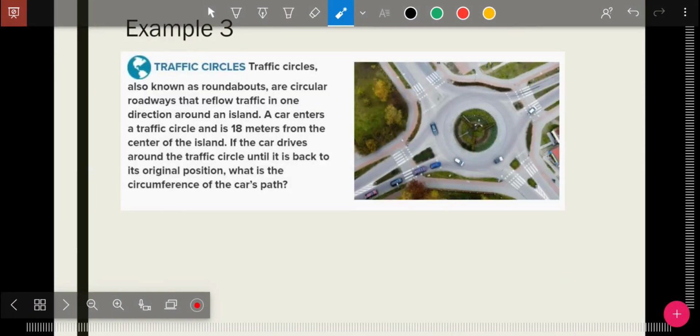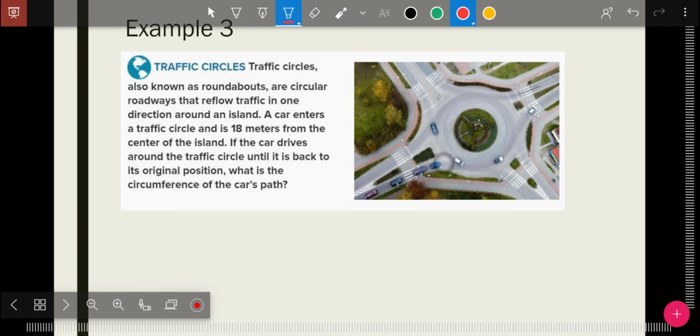Love this problem. Traffic circles, also known as roundabouts. Our world needs more of them, and I would love to have that debate in person. All right. They're circular roadways that reflow traffic in one direction around an island. A car enters a traffic circle 18 meters from the center of the island. If the car drives around the circle until it's back at its original position, what is the circumference of the car's path? All right, we got to understand this problem.